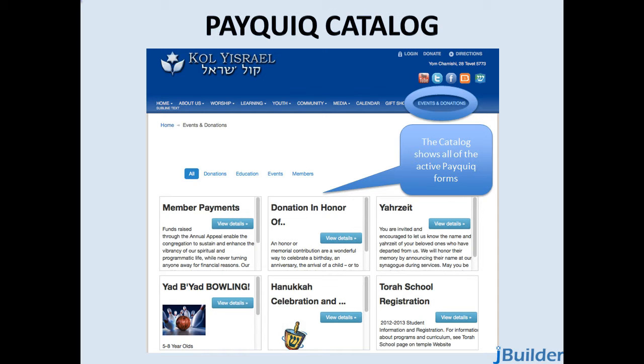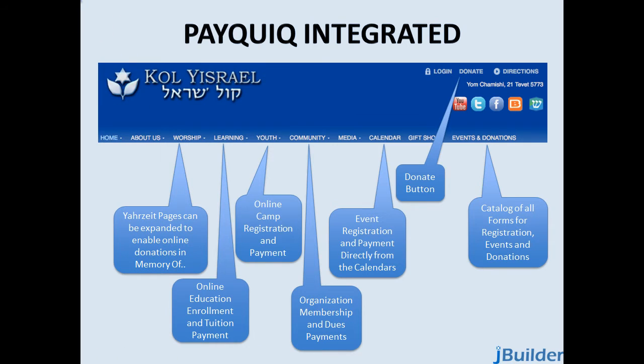That takes us over to the Events and Donations link, which has been set up to show the Payquiq catalog of forms. The catalog provides the full list of active forms by program type. Let's do a quick summary of all the places we have added Payquiq to the website to make donations, registration, and participation even greater. Yahrzeit pages can be expanded to enable online donations in memory of a loved one.